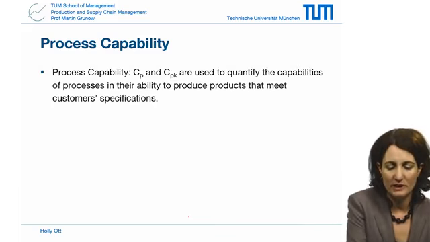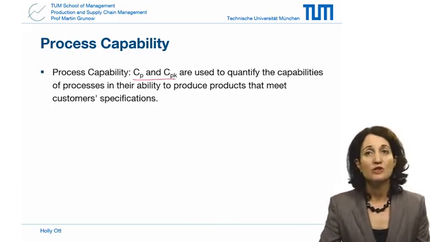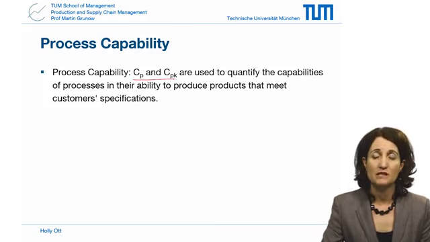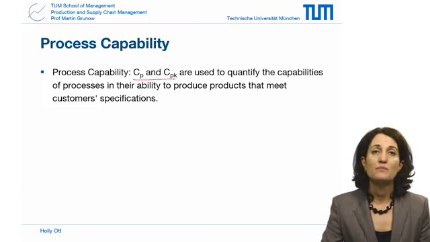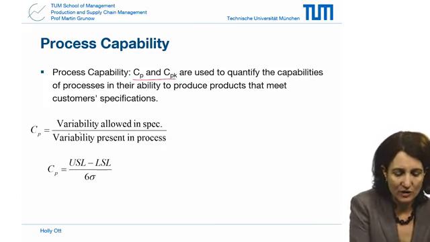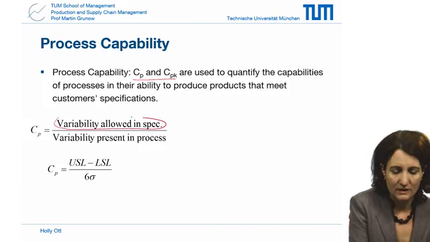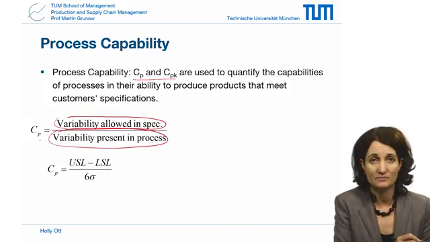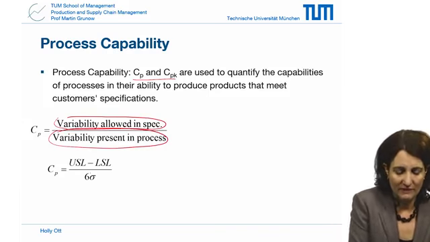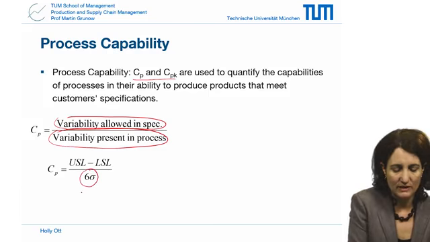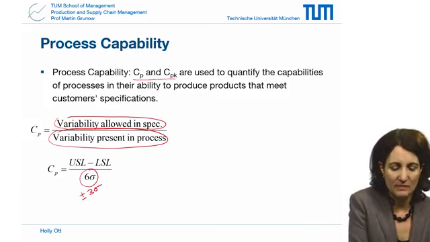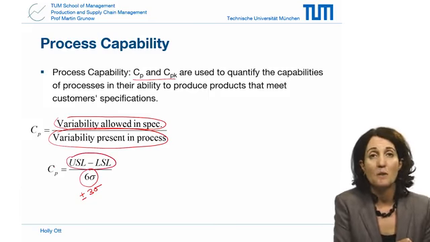We learned two metrics, Cp and Cpk, used to identify the capabilities of a process in their ability to meet customer specifications. The Cp index compares the natural variability in the process compared to the variability allowed in the specification. For the natural variability in the process, we define this as plus or minus 3 sigma, or in total 6 sigma. And the variability allowed in the spec is going to be the upper spec limit minus the lower spec limit.